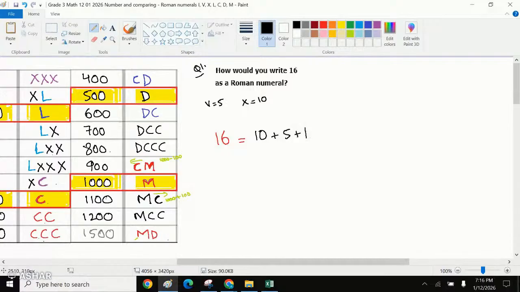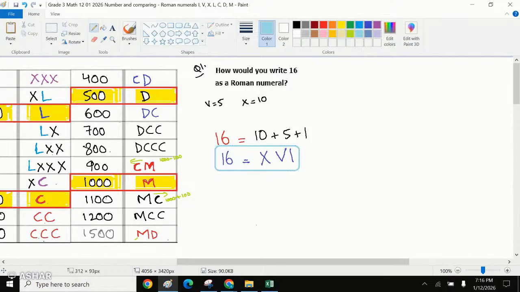But in Roman numerals, we do not put the plus sign, right? For 10, we can write X. 5 was V, and this was 1. That would be 16 in Roman numerals, XVI. Agreed?